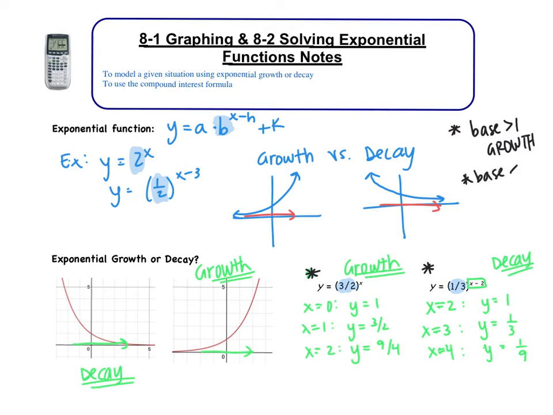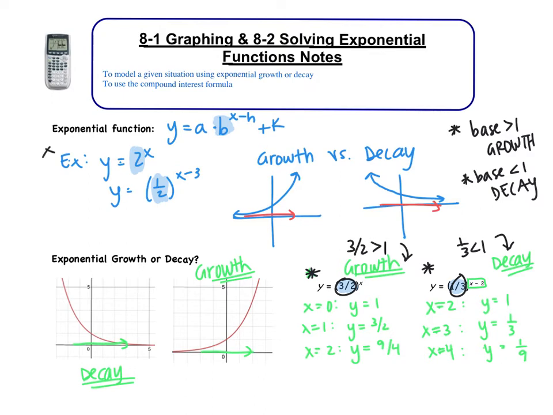If our base is less than 1, we have exponential decay. 3/2 is greater than 1, so that would give us growth. 1/3 is less than 1, so that gives us exponential decay.